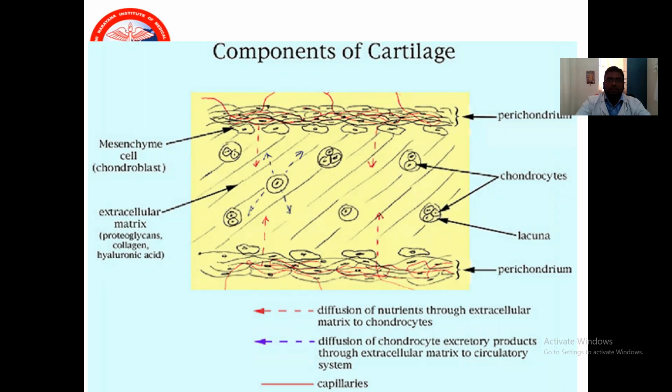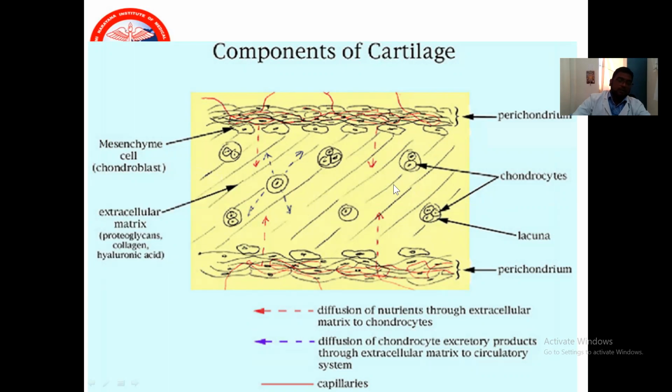Next, as you see the hyaline cartilage, this is its histological structure. You have three important things. The first is the chondrocyte, that is the cell. Next is the extracellular matrix, which is made up of proteoglycan and collagen fibers. In between the matrix you get your collagen fibers.